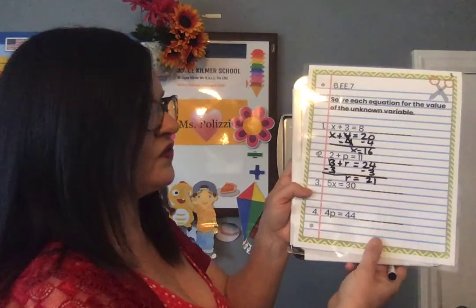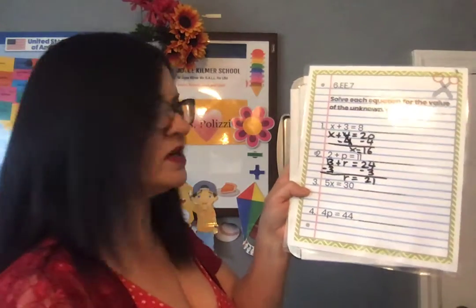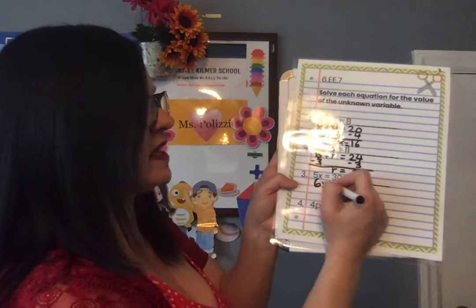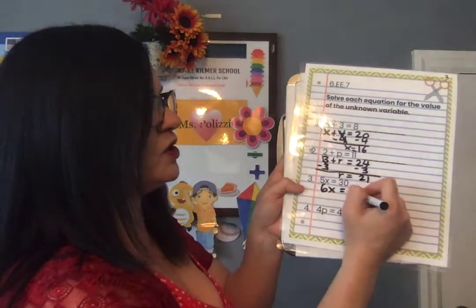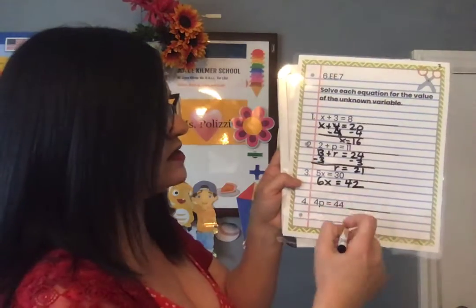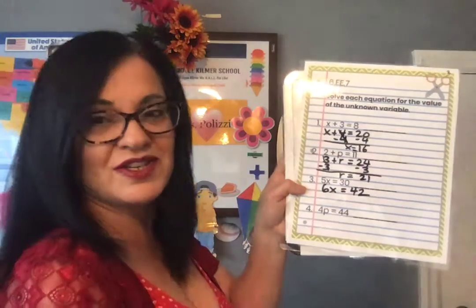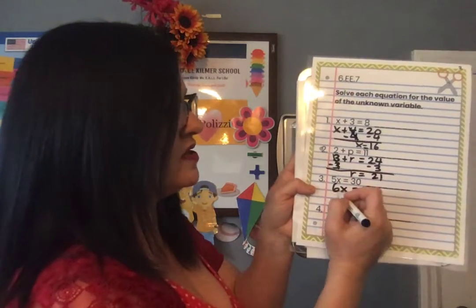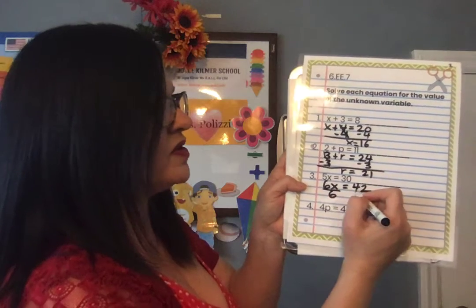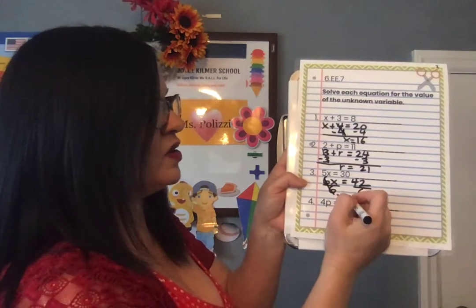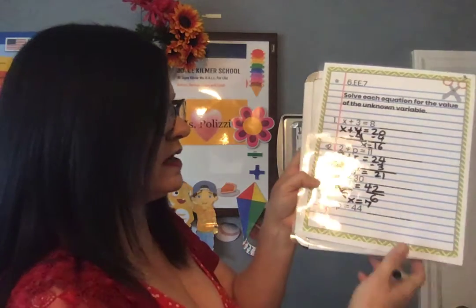The next one is 5x equals 30. Let's do a similar problem. Let's say the problem was 6x equals 42. Well, again, we want to isolate x. We know that when a number is next to a variable, it means multiplication. So the opposite of multiplication would be division. So we would divide 6 on both sides. Cross this out, x would equal 7, okay?